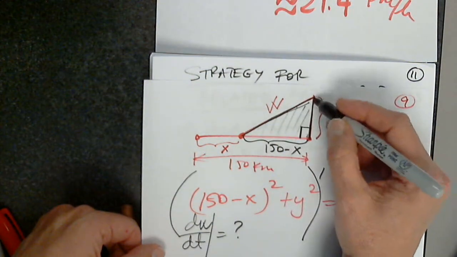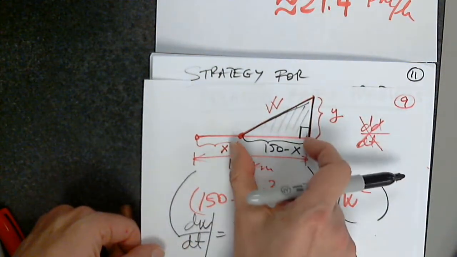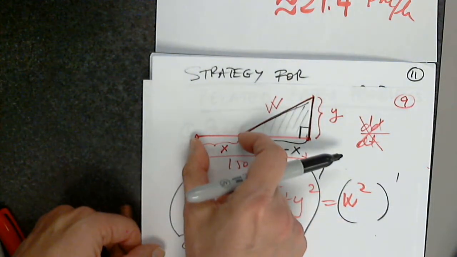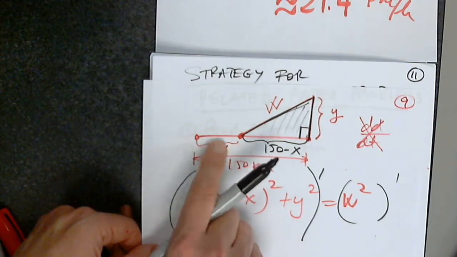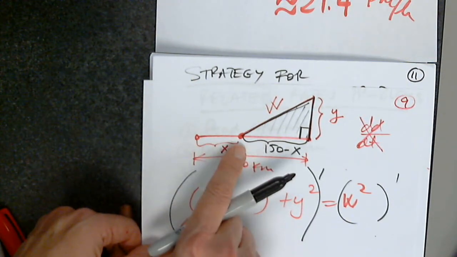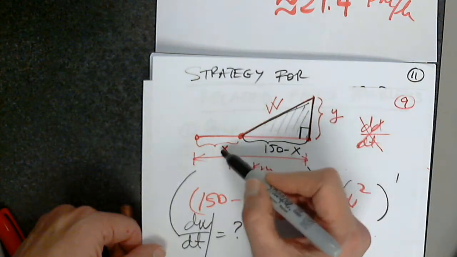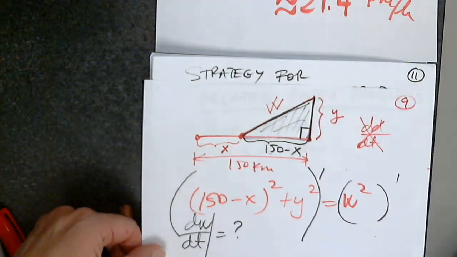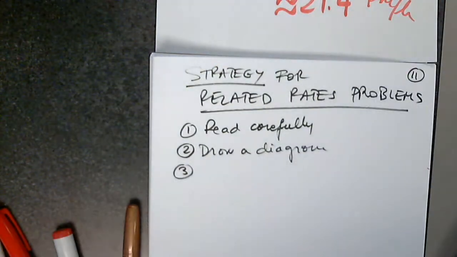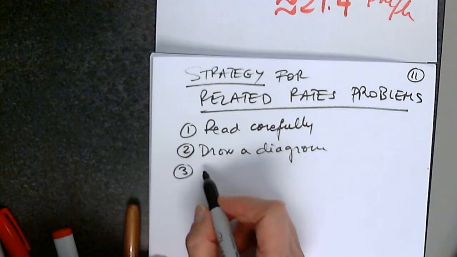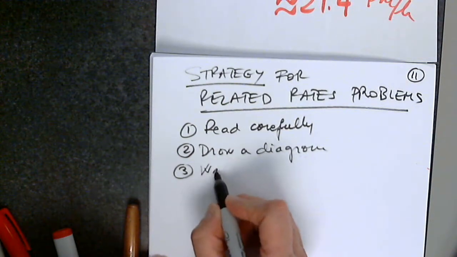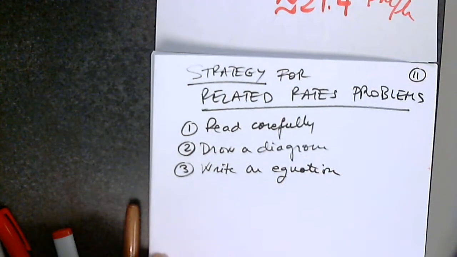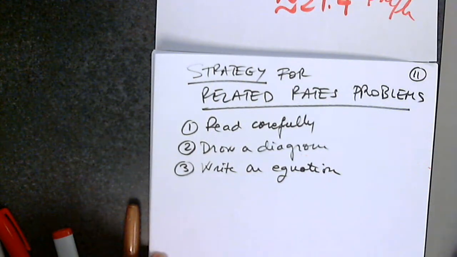I formed the right triangle. I named this Y. I cannot name this X because I don't have the rate of change of this. I have the rate of change of this, as fast as the ship is going, right? So then I realized that this was 150 minus X. I had a right triangle, and I used an equation, okay? So draw a diagram. Establish or write an equation that you will eventually use to find the derivative.